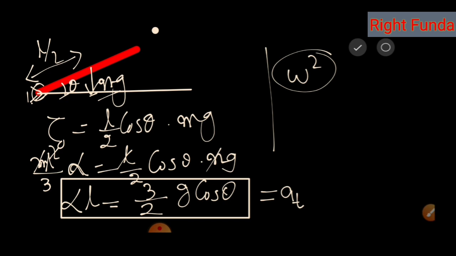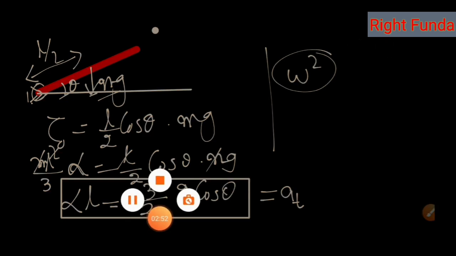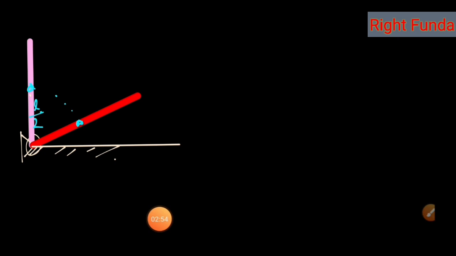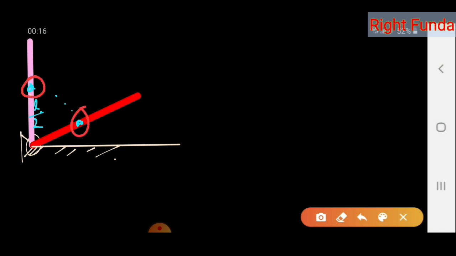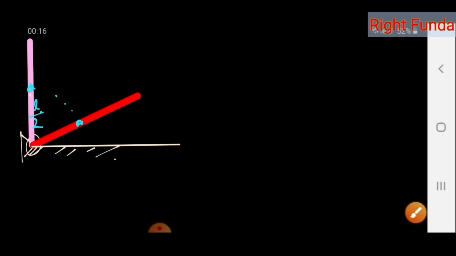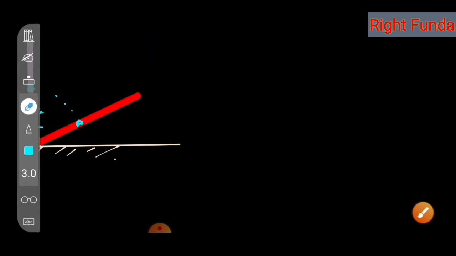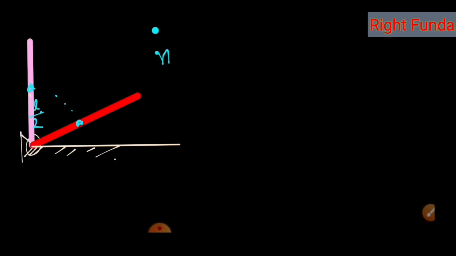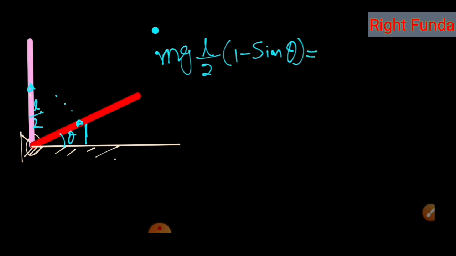To calculate omega square, we will apply the work energy theorem. The center of gravity was here and has fallen from this point to this point, so gravity has done work. I write the work energy theorem: the work done equals mg into L by 2, and this angle is theta, so L by 2 into 1 minus sine theta, because initially it was at L by 2 height, and right now it is at L by 2 sine theta height. This work done by gravity is the change in kinetic energy of the system.